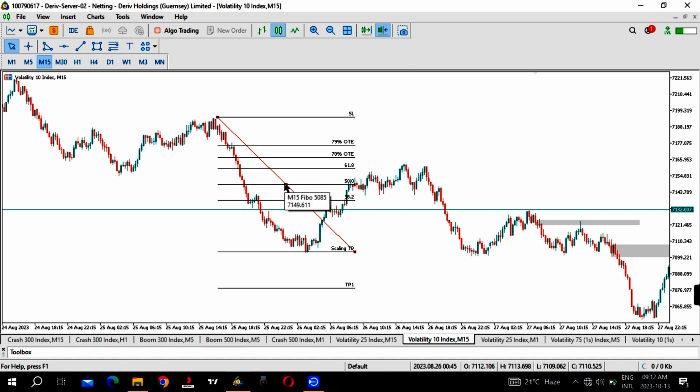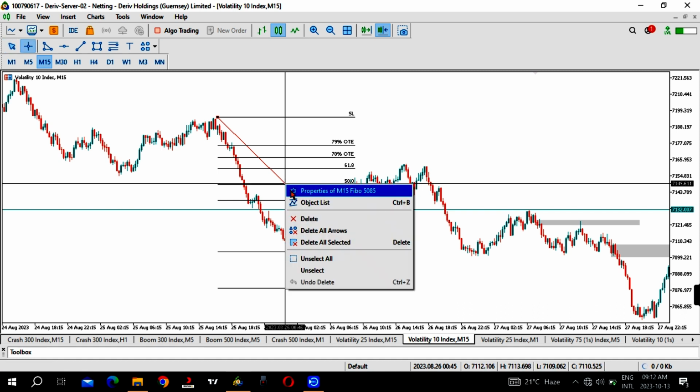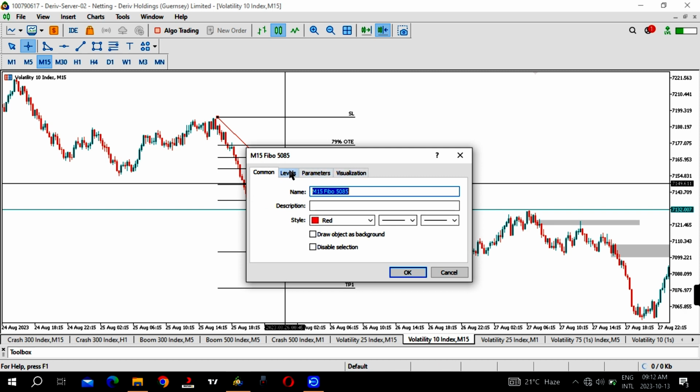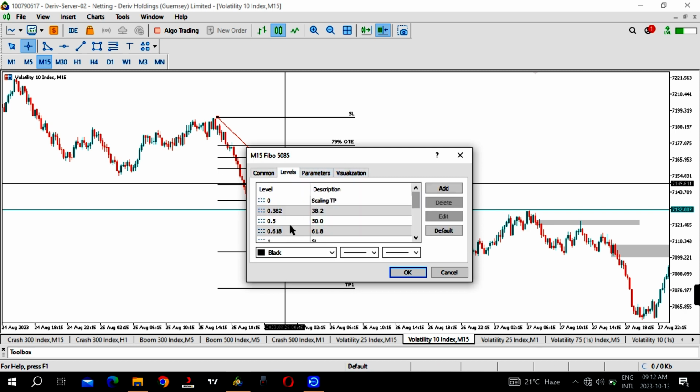This you can also set up on your phone. Just right click and then let me show you the levels. Right here I want to go to where it says levels, and I want you to copy these levels exactly as they are, so that this strategy can be helpful to you, so that you use it the way I do. The first level is the level 0, that's our scaling TP.